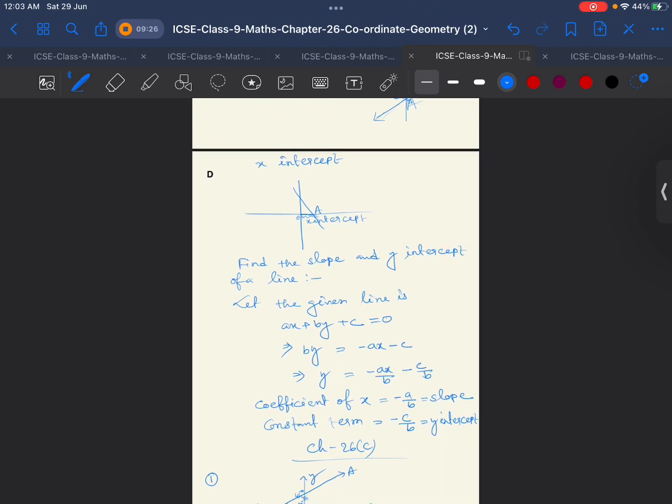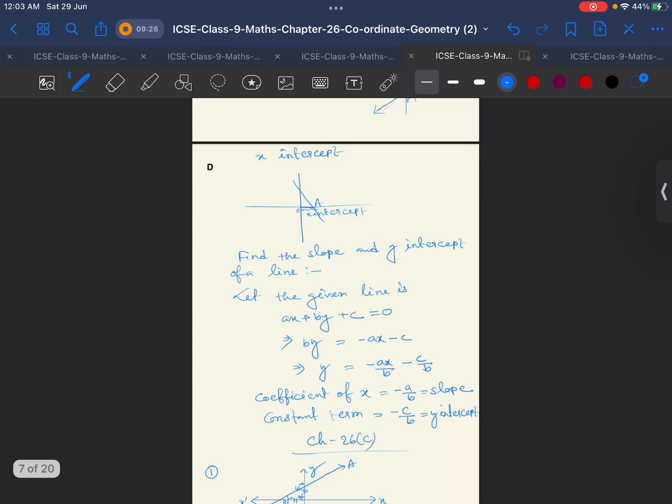Similarly, we have the x-intercept: the distance from the origin to the point located on the x-axis. So the distance from the origin to this point is the x-intercept.